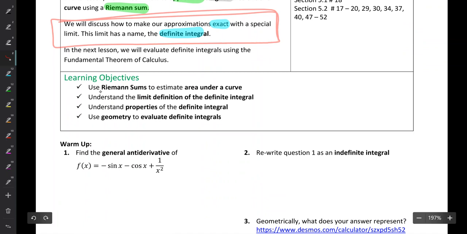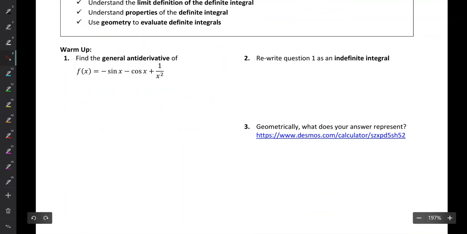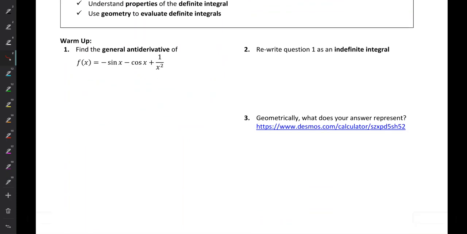So today we're going to learn about Riemann sums. We're going to estimate areas under curves. We'll get our limit definition for the definite integral. And then we're going to understand some properties of definite integrals and use geometry to evaluate definite integrals. They are areas under curves. And we're just going to be getting practice mostly looking at that integral notation and reading an area. So let's jump into the warm-up, remembering the stuff that we did in our last lesson.